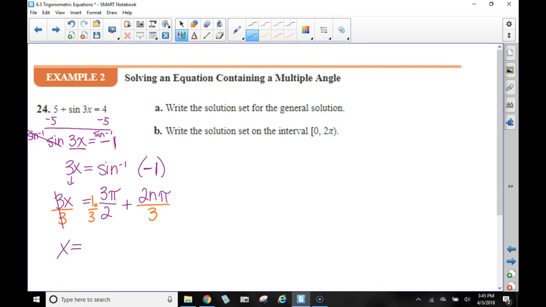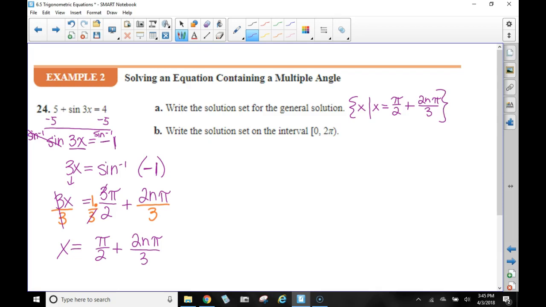Okay, here the 3's reduce, just leaving us with pi over 2 plus 2n pi over 3. Okay? So when they're asking for the solution set, it's just going to be the set of all x values such that x is equal to exactly what we have down there. It's going to be pi over 2 plus 2n pi over 3. Okay?